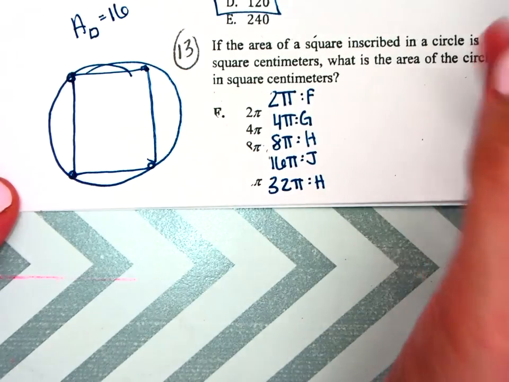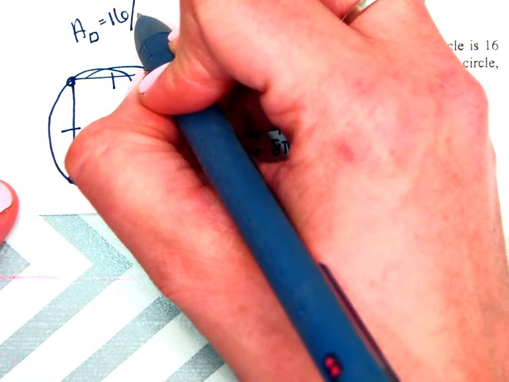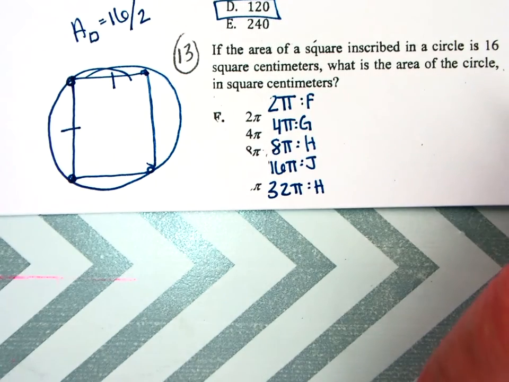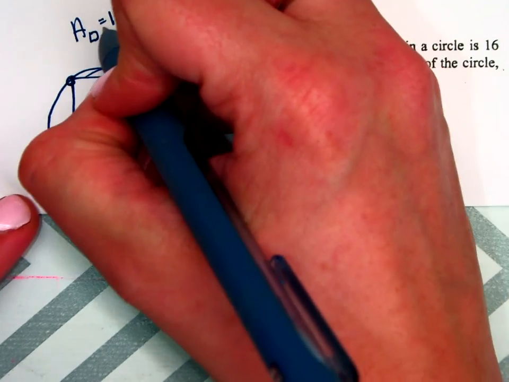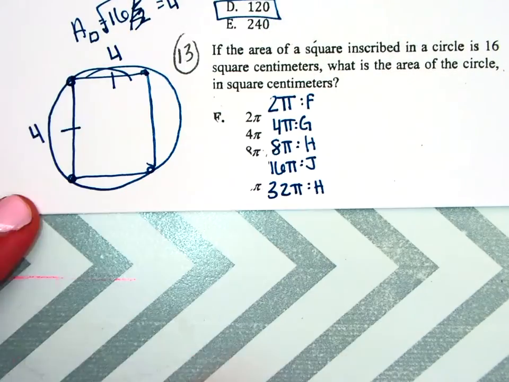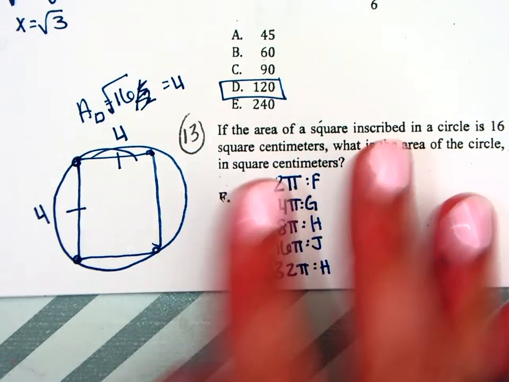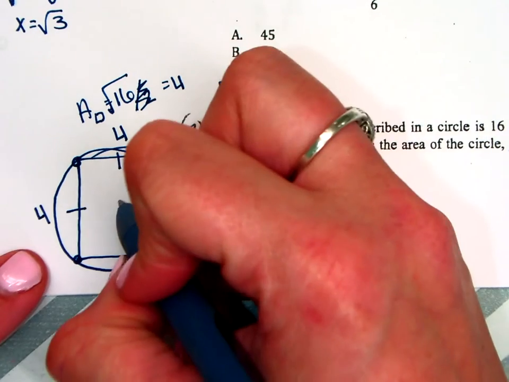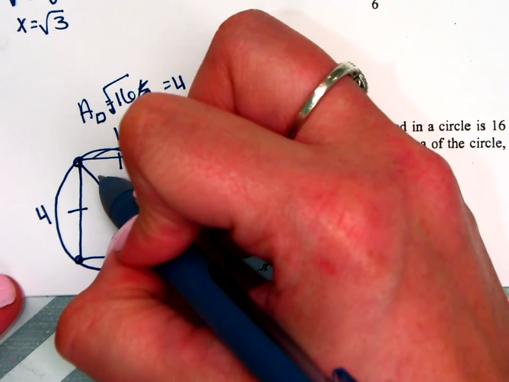Remember, length times width, and these are equal. So if I square root 16, I would get 4, because 4 times 4 is 16. So the length and width are 4. Now, I need to find the area of the circle, which means I need a radius. I need to know what that is.